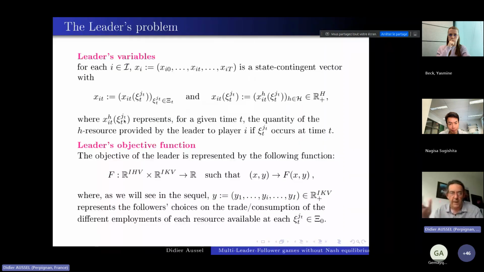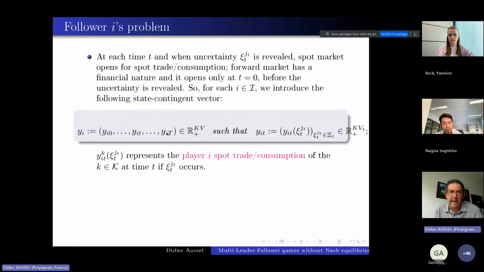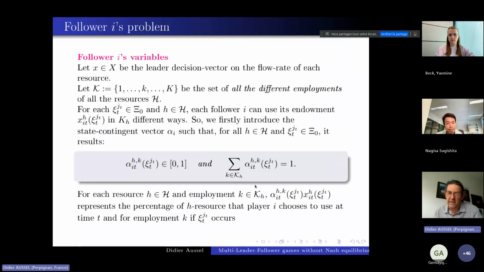I will not detail everything of that. You can have a look at the paper, but essentially the leader will have to make a decision, and it is optimistic, so there will be a decision of the leader and a decision of the follower, X and Y here. You have some initial endowment, and some state contingent vector, right? These are a kind of percentage of the goods that you will use at time t for good H, and you are playing I.